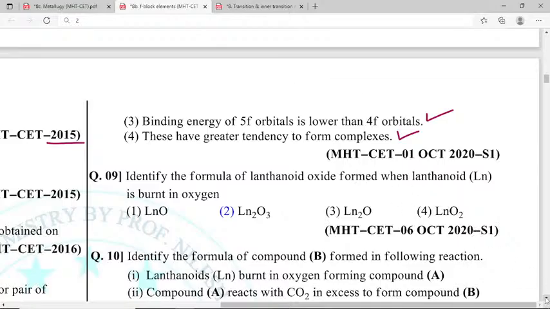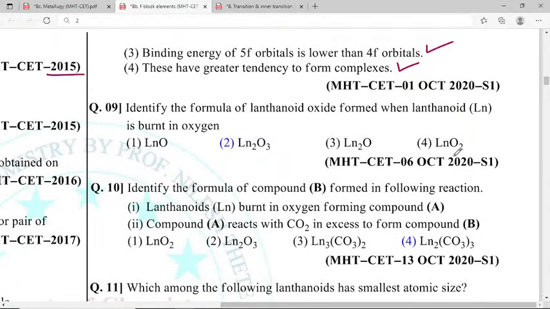Identify the formula of the lanthanoid oxide formed when lanthanoid is burnt in air. Ln2O3. So lanthanum has oxidation state +3 and oxygen has oxidation state -2. So the oxidation states should be balanced in such a way that lanthanum is +3 and oxygen is -2.